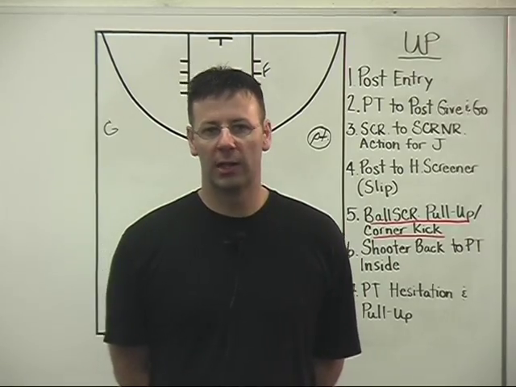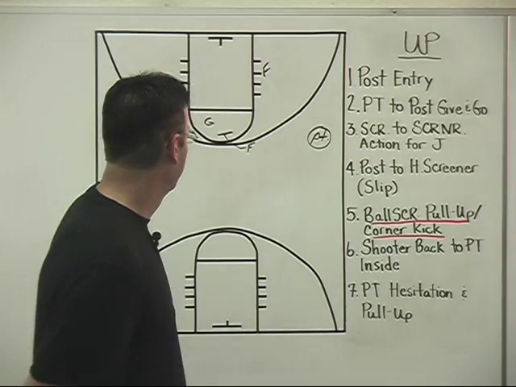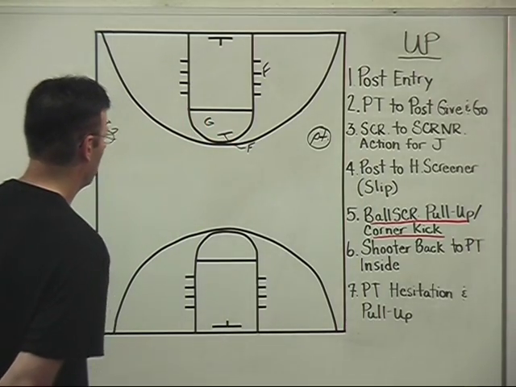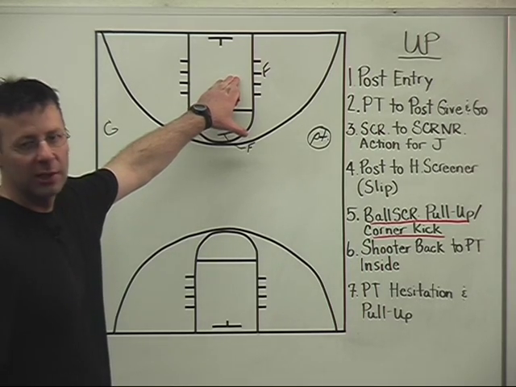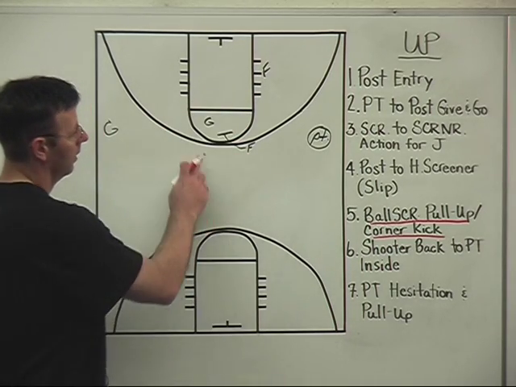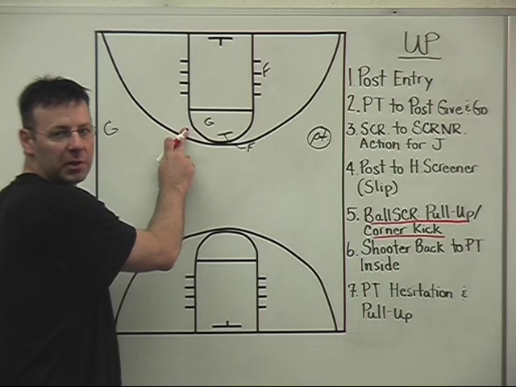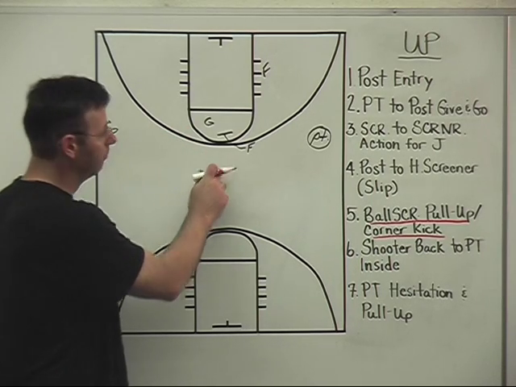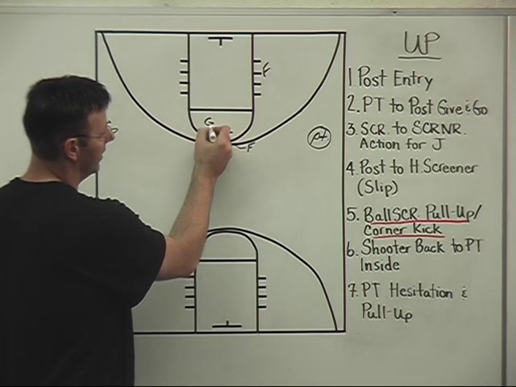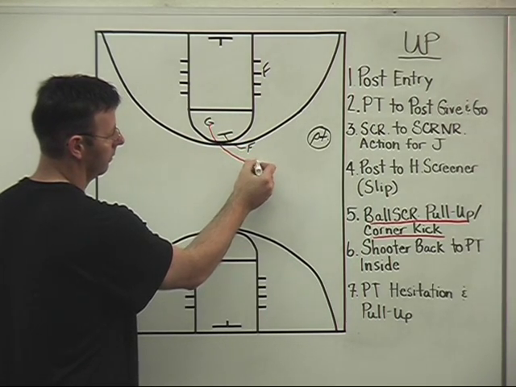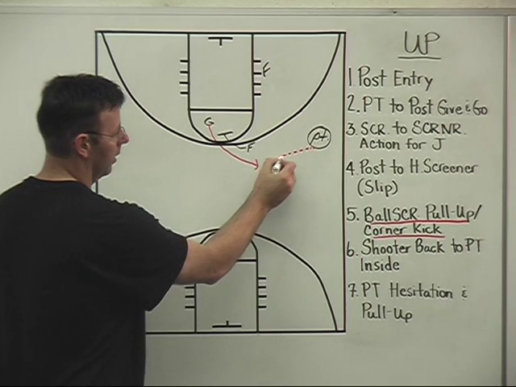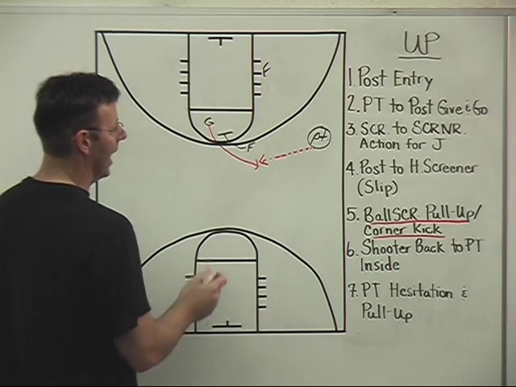Back to our perimeter action of screen the screener at the top of the circle. Point has dribbled the wing extended. We have the forward flash in the low post. Our up screener is about to receive the screener action at the top. We've seen the jump shot off of that screen the screener action. This would be just the next sequence in line.